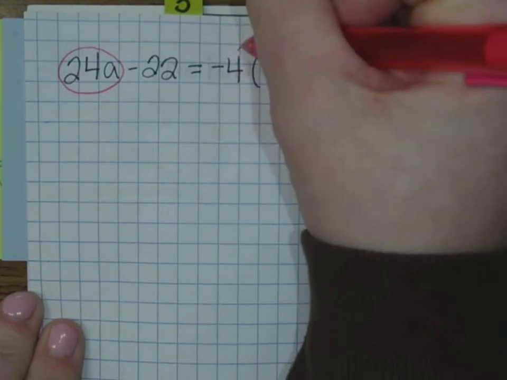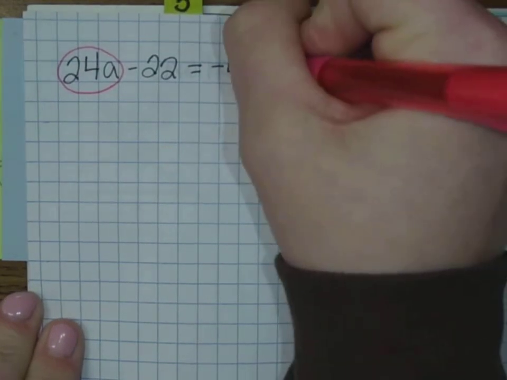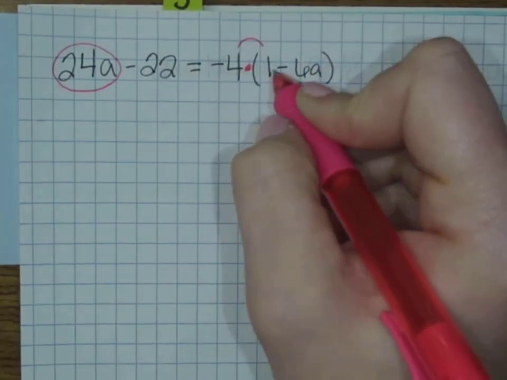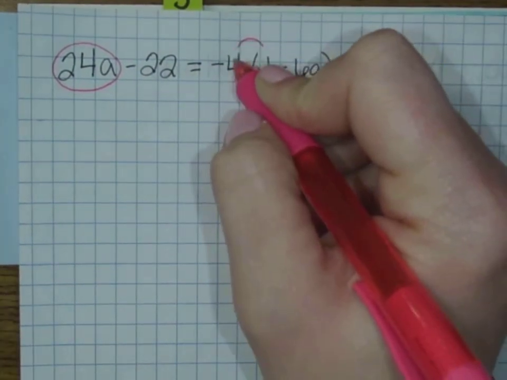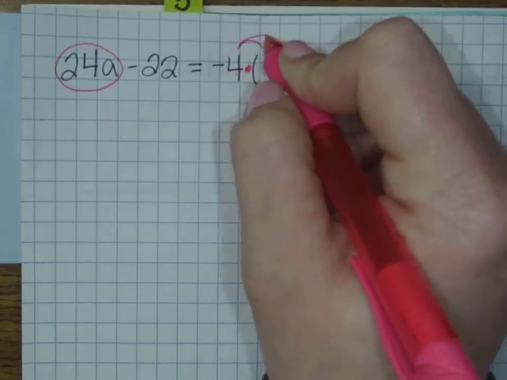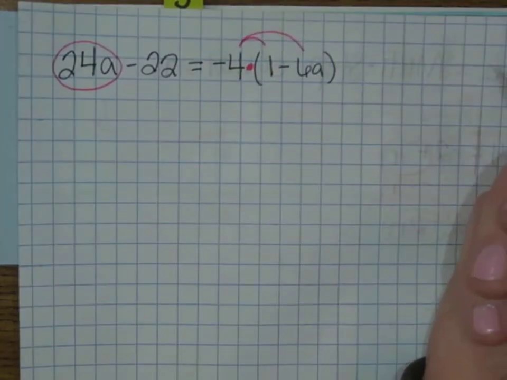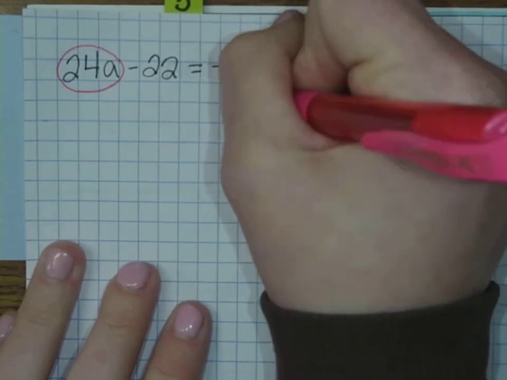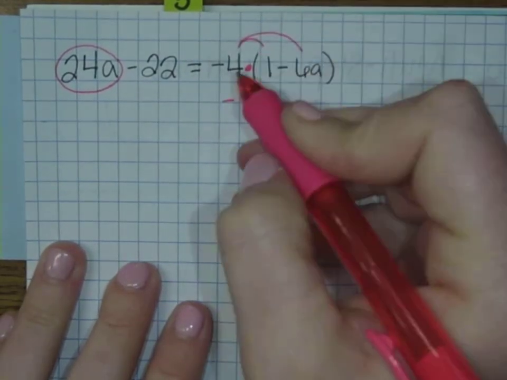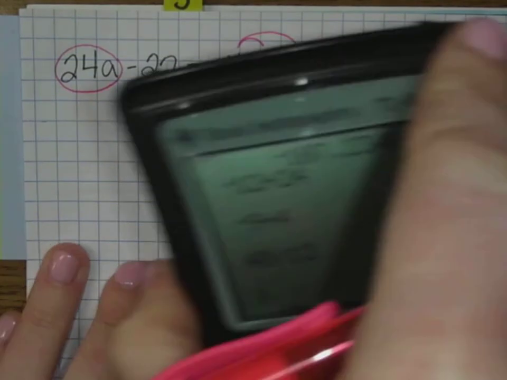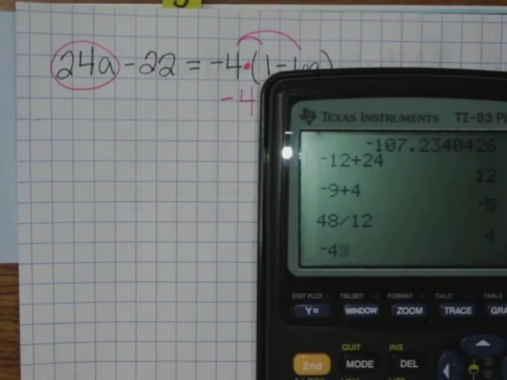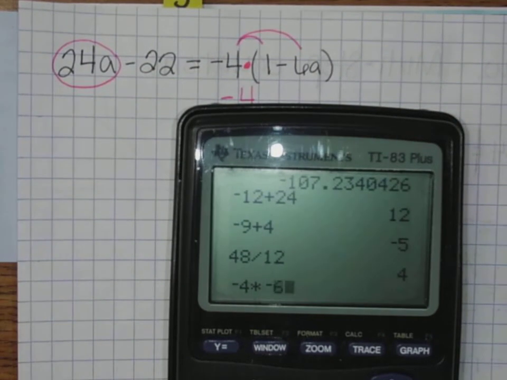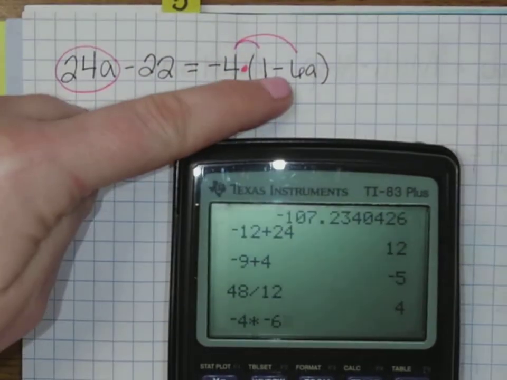So you actually have to get rid of this parentheses first. Remember, it's negative 4 times this parentheses, so you actually have to multiply the negative 4 in. So that's why you see us distribute. So if I have negative 4 times 1, I get negative 4. Then if I have negative 4 times negative 6a, remember it's times everything in this parentheses, so I'm going to do times negative 6 because it says subtract.